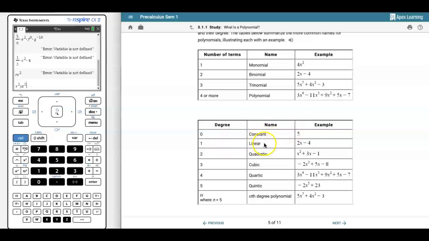If you have a first degree, that's a linear, and that looks like our linear equation, y equals ax plus b. If we have a second degree, that means x squared, we have a quadratic. If we have a variable to the third power, so x cubed, that's cubic. x to the 4th, that's quartic. x to the 5th, that's quintic. And anything more than that would be an nth degree polynomial. So this is a 7, so this example here would be a 7th degree polynomial.